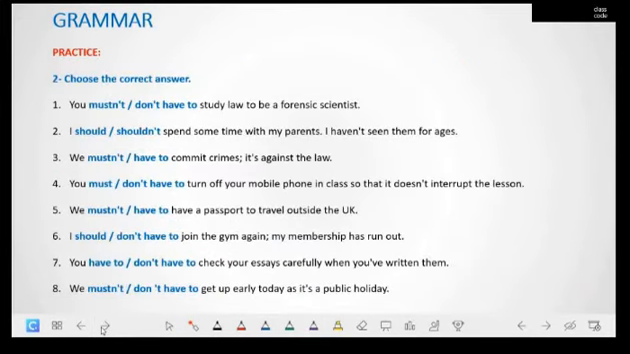Okay, another practice. Choose the correct answer. You have 2 options. Choose one of them. I'll give you 3 minutes for this activity.